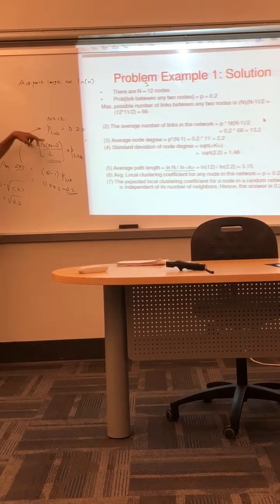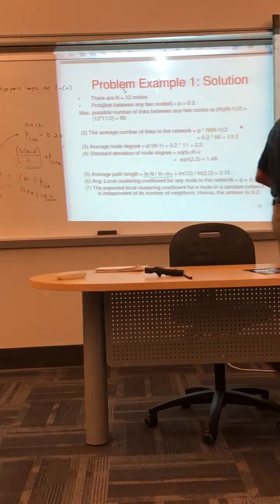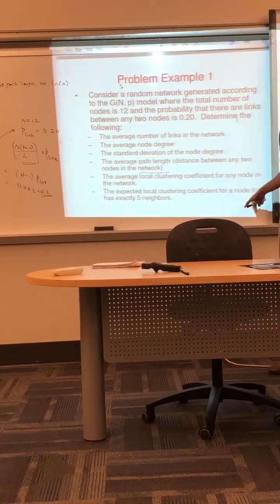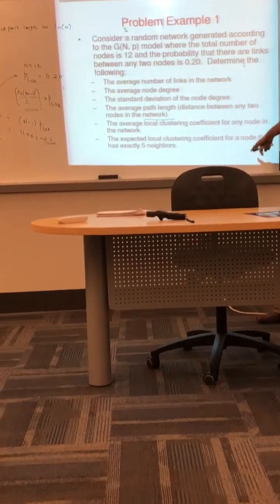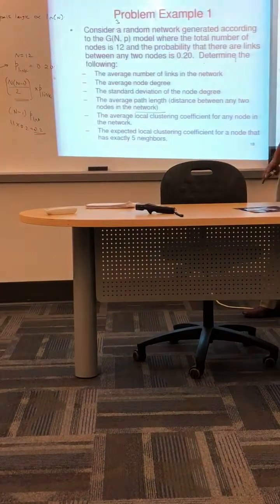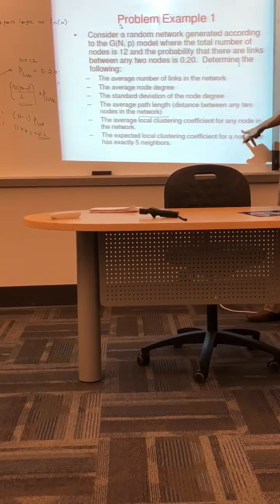Okay. Then I may do a twist and ask you, what is the expected local clustering coefficient for a node with exactly 5 neighbors? So you may wonder, where is the graph and how can I find a node that has exactly 5 neighbors? But again, the answer for this is going to be what?